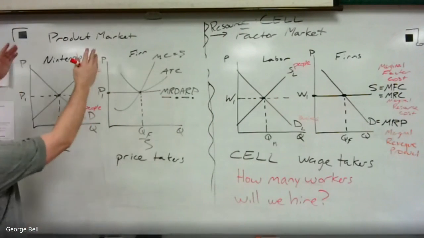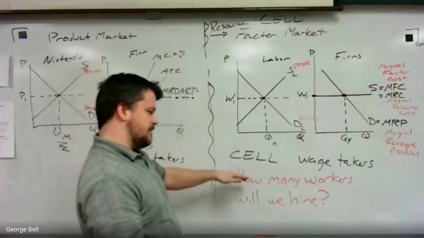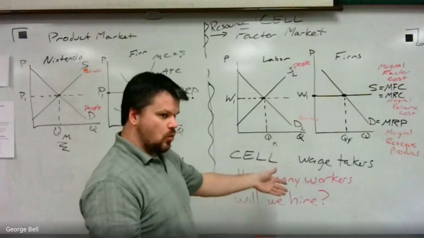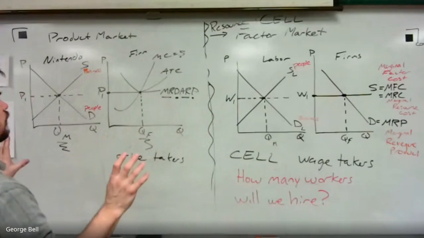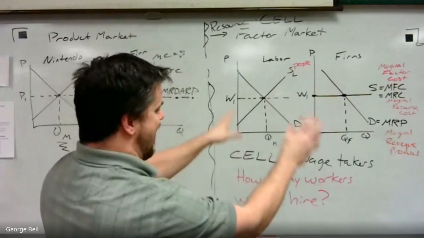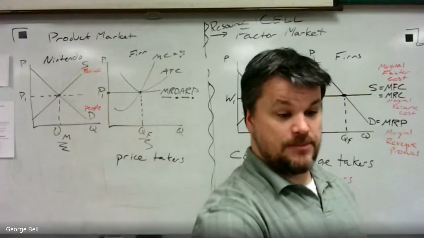You might recall over here, the question was a little bit more simple. It was how much should we produce in order to maximize profit? Over here, the question is how many workers will we hire in order to maximize profit? And so, ladies and gentlemen, this is our overview to discuss the differences between factor markets and product markets. Anybody have any questions?